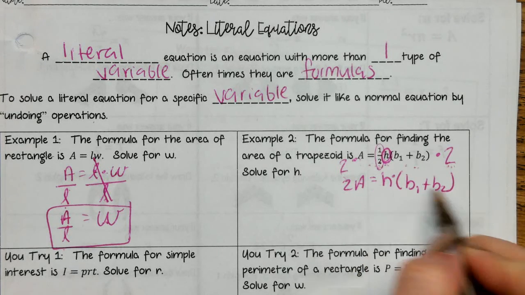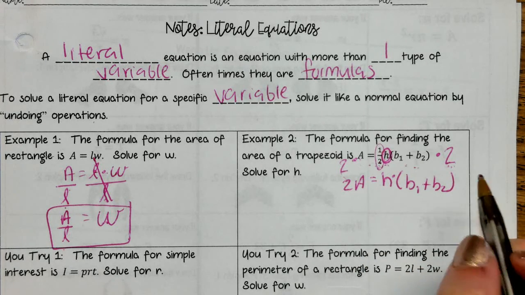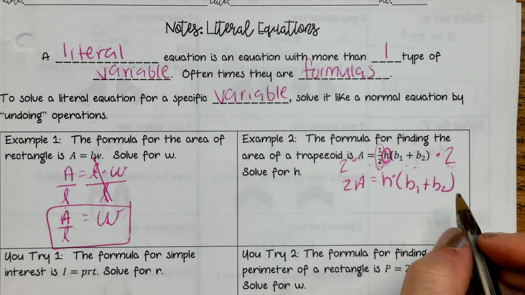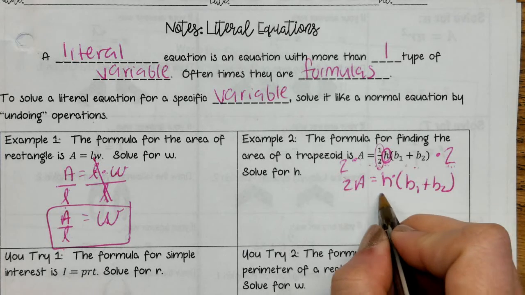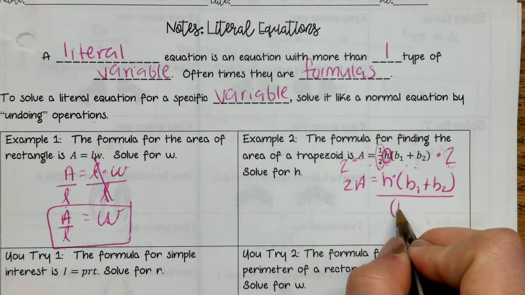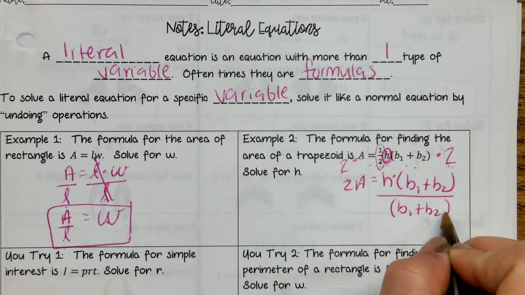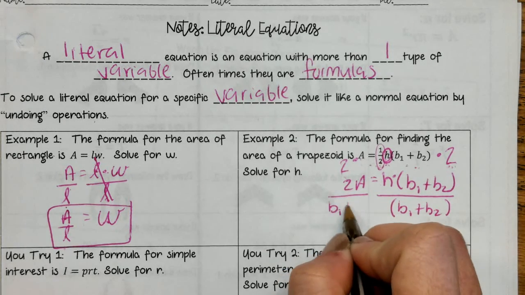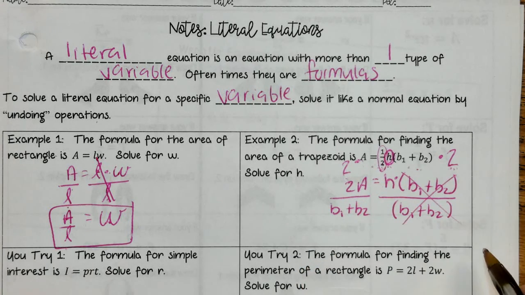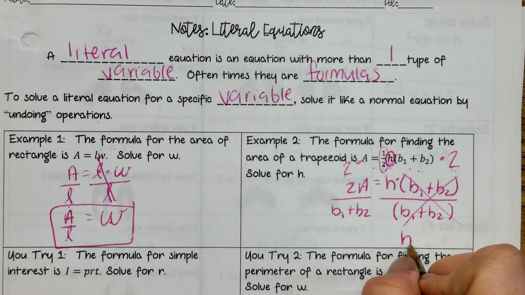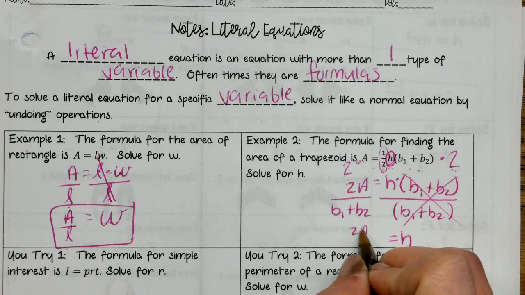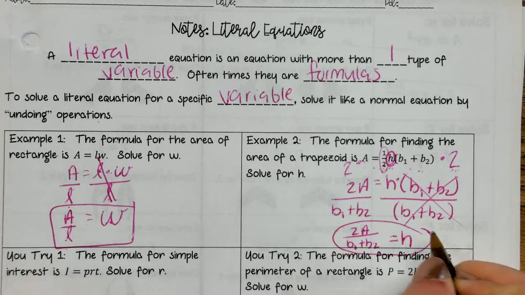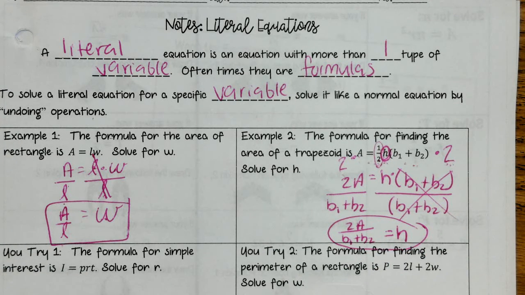This is h times some number. That number is b1 plus b2. To get rid of this number that you're multiplying by, what's the opposite of multiplication? So you're going to divide the whole side by that term. It's grouped in parentheses as a term by itself, so we're going to divide both sides by b1 plus b2. These terms cancel. You're left with h equals 2a over b1 plus b2. So we're just solving the problem and writing down the variables as they come.